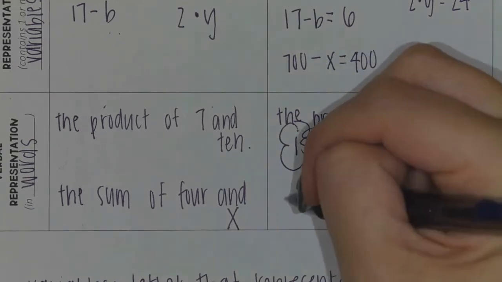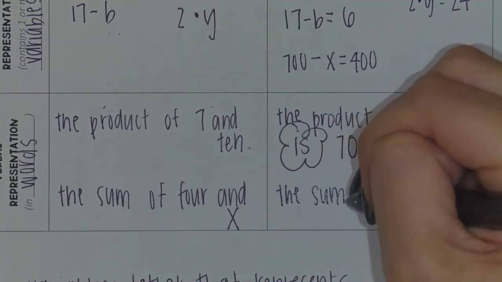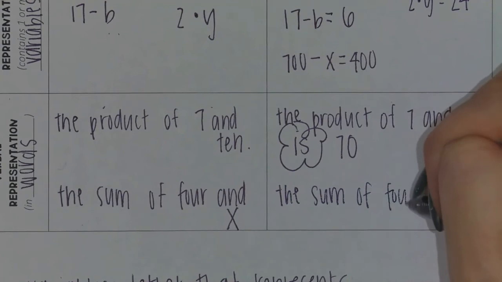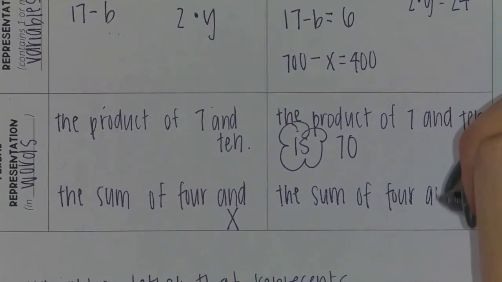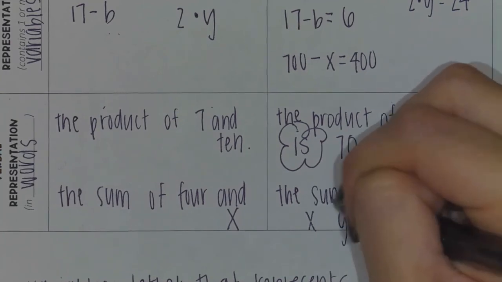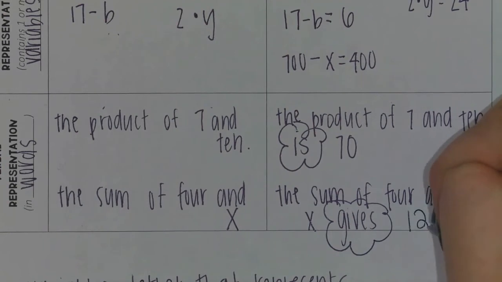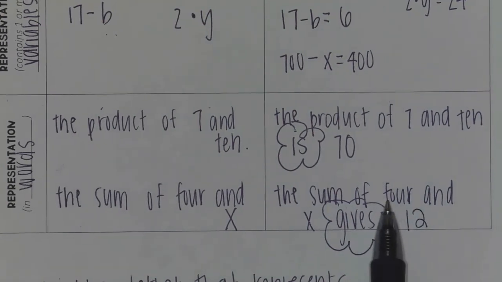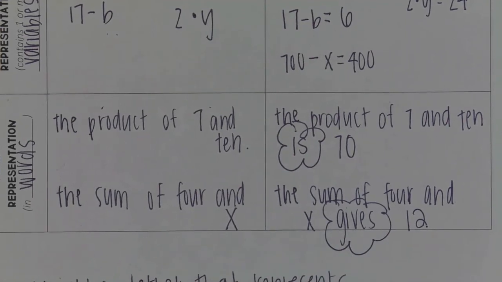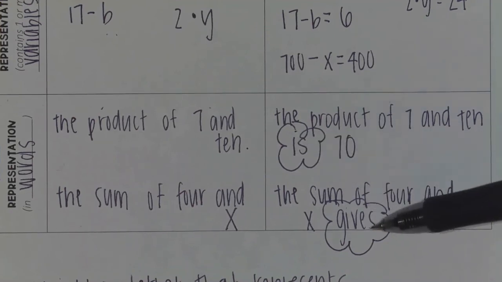The other word that we can use is, let's go back to our second example and write the sum of 4 and x gives. So is and gives are our 2 magic words, 12. So I could write this as 4 plus x equals 12. So x here would represent our unknown number of 8. So our 2 words that we're going to look for are the words is and gives.